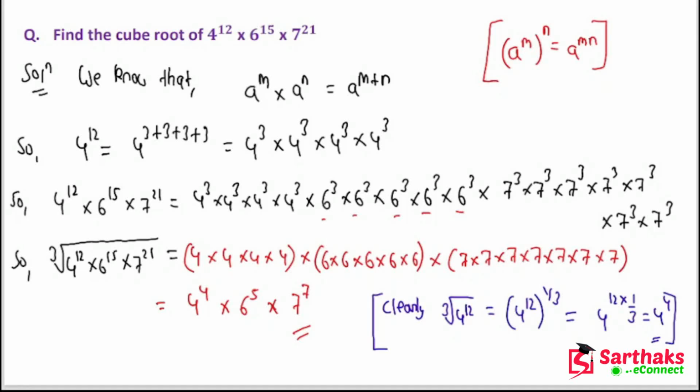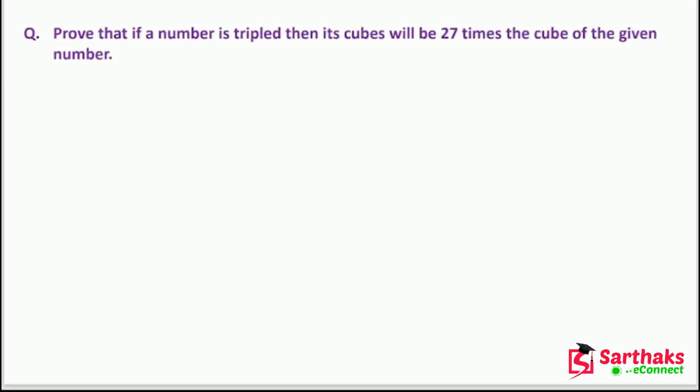Let us move on to the last question of the lecture, which says: prove that if a number is tripled, then its cube will be 27 times the cube of the given number. Now, it is a very good question, so you should star mark it. It is very good, simple, and very easy also at the same time.